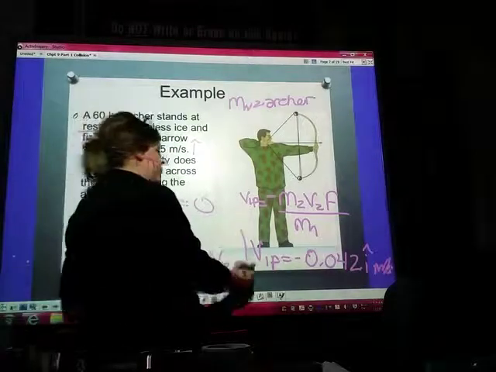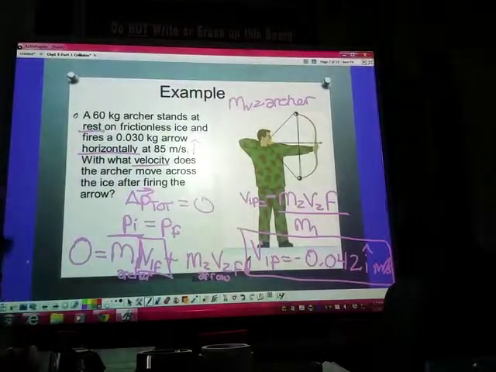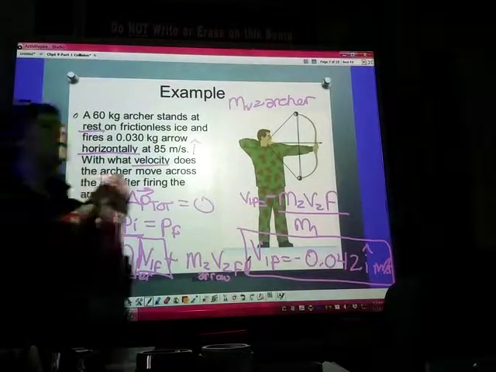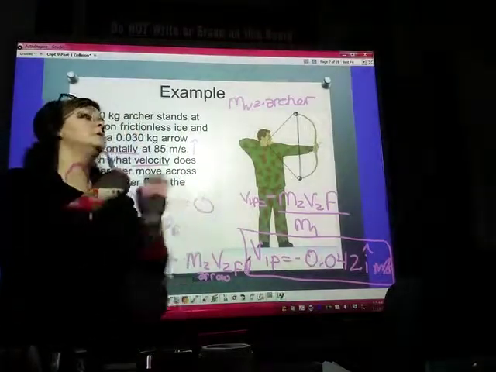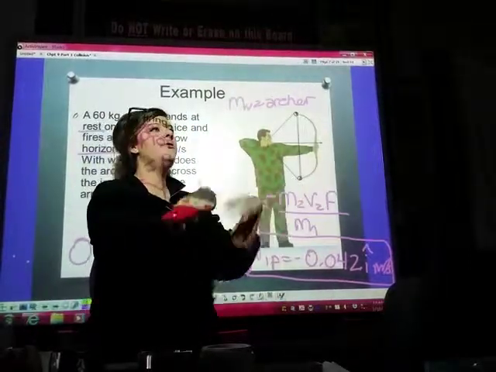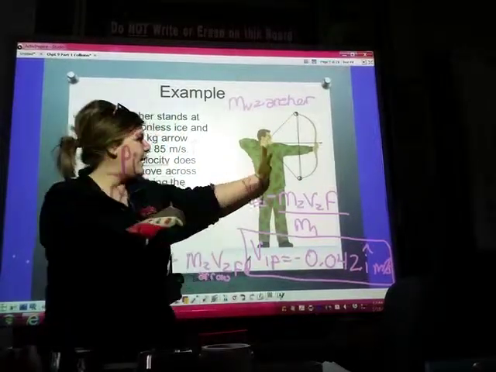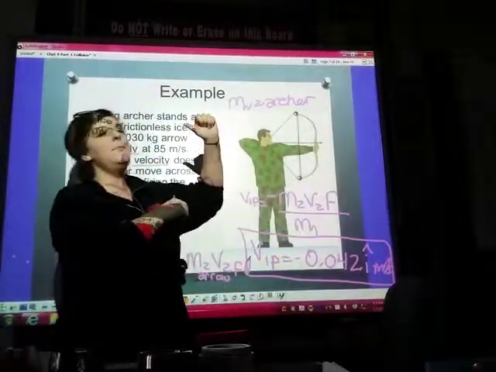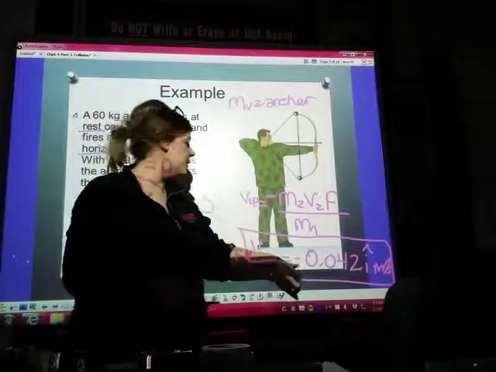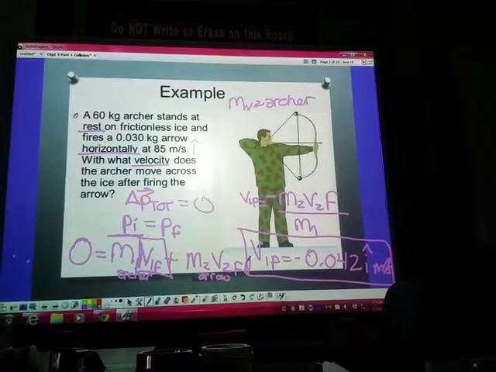And it should make sense, because I'm supposed to conserve momentum. If I've applied a force and one thing is moving this way, then according to Newton's law, they're feeling the same amount of force but in opposite directions. So if the arrow's moving this way, that archer better be moving in the opposite way. And that's exactly what he's doing, because that velocity is negative.